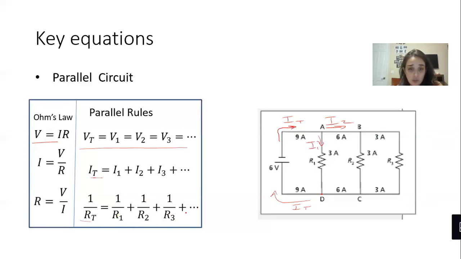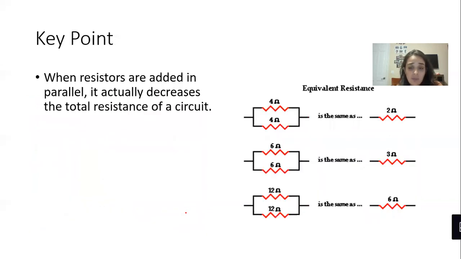A key point before we practice finding the equivalent resistance in a parallel circuit: we talked about before that the more resistors you add into the circuit, the more resistance the circuit has. That only ends up being true for a series circuit, because for a parallel circuit, adding resistors in parallel actually decreases the total amount of resistance in a circuit.